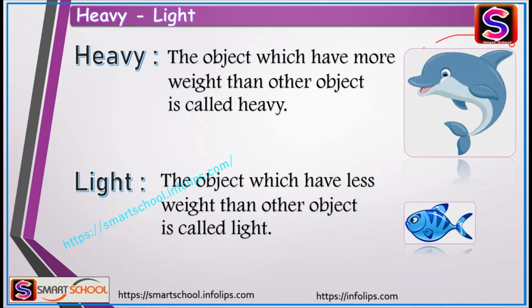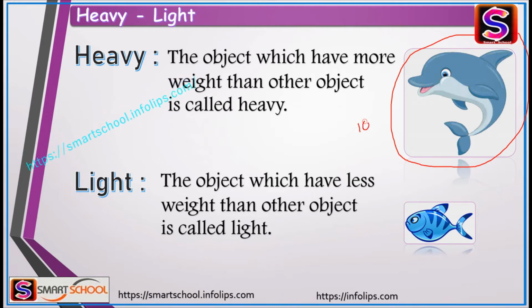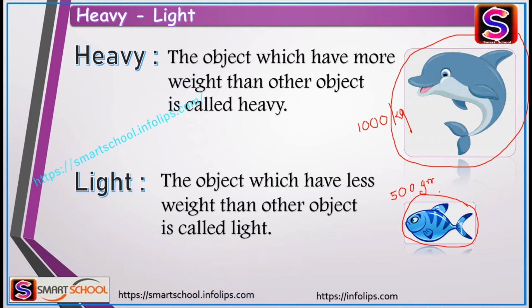So if you see here, suppose this dolphin fish has a weight of 1000 kg, then this small fish has a weight of about 500 gram. So if we compare these two fish, then we can say this dolphin is heavy and this small fish is light. Okay, so this heavy and light concept is related to the weight of that object.